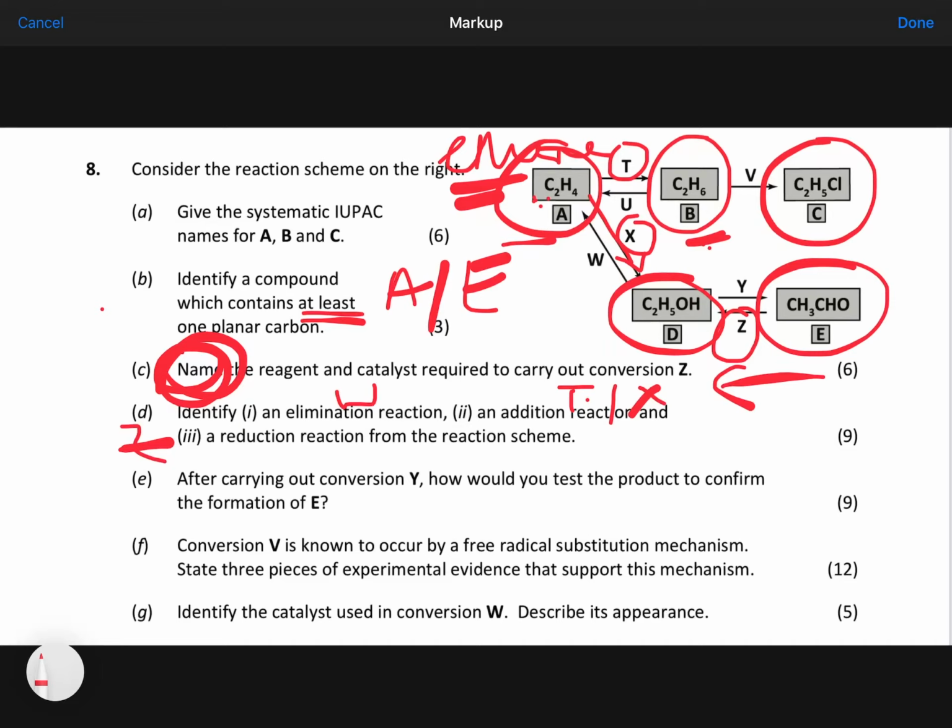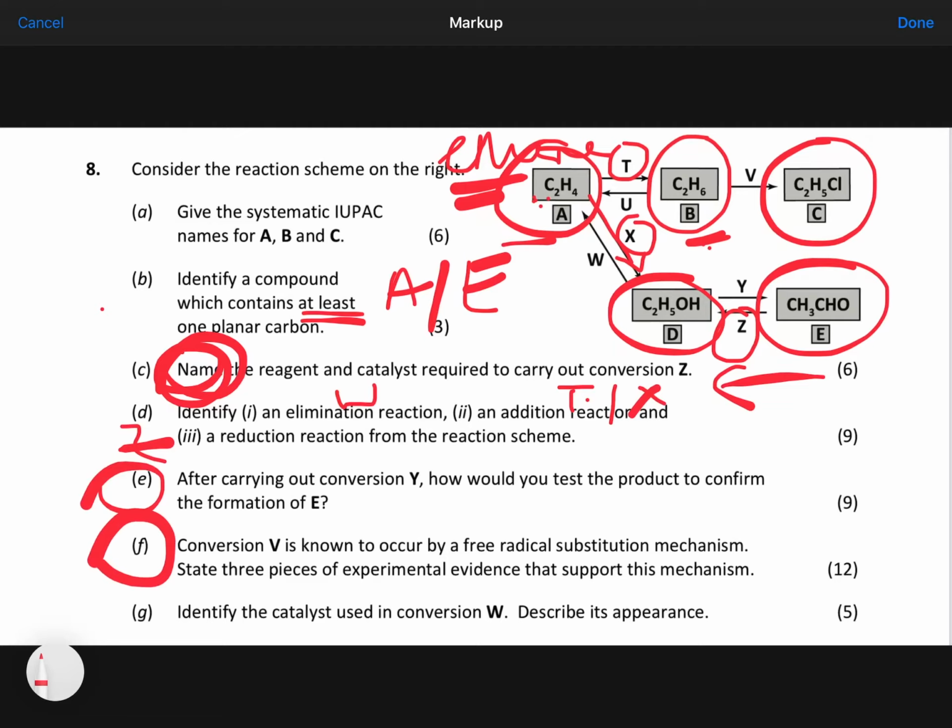so that's Z. Now, after carrying out conversion Y, how could you, again, this is the same sort of thing now, but you must describe it properly, so you'll use adding equal volumes of Fehling's A and Fehling's B. You could mention the other test that we did, the separate test of acidified KMnO4, or the third one you could say is the ammoniacal silver nitrate, but be careful to describe them. So say that you added to the test tube containing E, warm it in a beaker of hot water, that sort of thing. F is your free radical substitution mechanism.